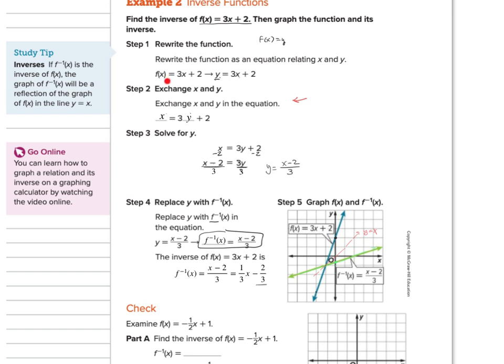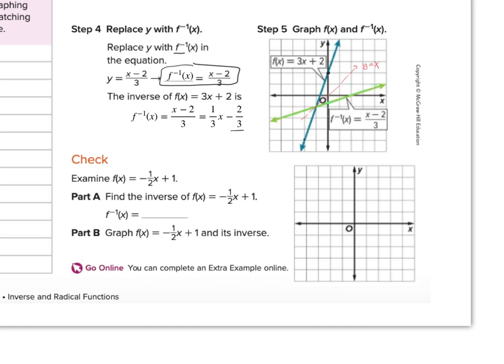Write the function and replace f of x with y. Then swap x and y. Then solve for y. And then at the end, you take y and replace it with inverse f, negative 1. And that will find your inverse function. So go ahead and do this check.